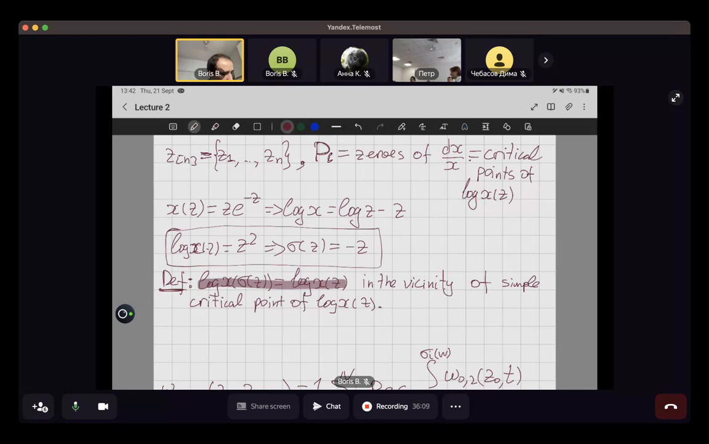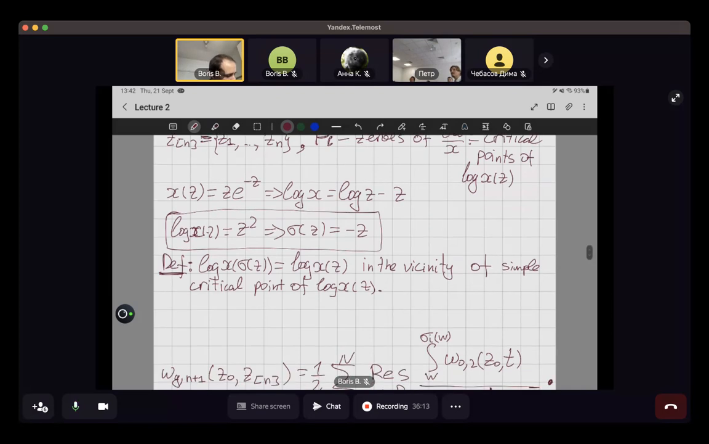So the picture here is as follows. You have just z squared, and you have these two branches, and you switch these two branches. Okay, is it clear to everyone what is this sigma?